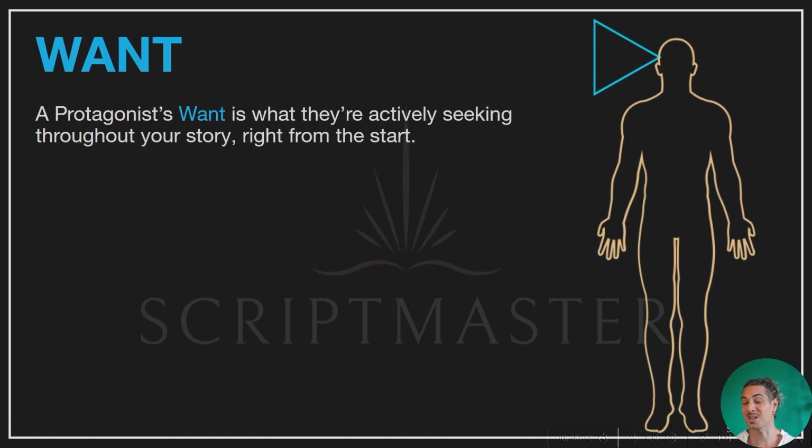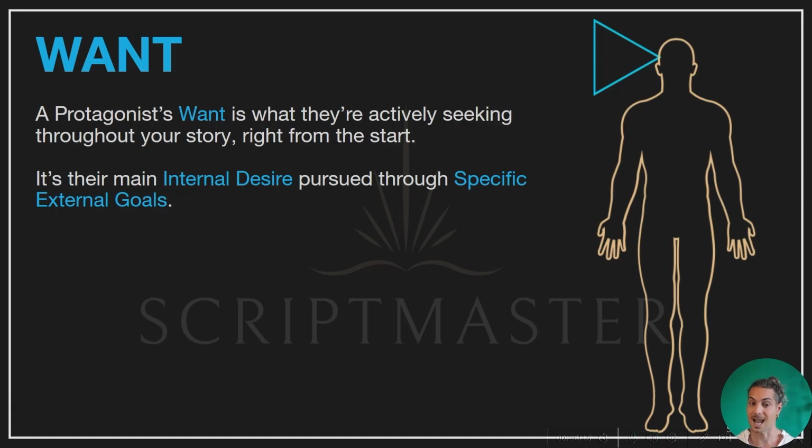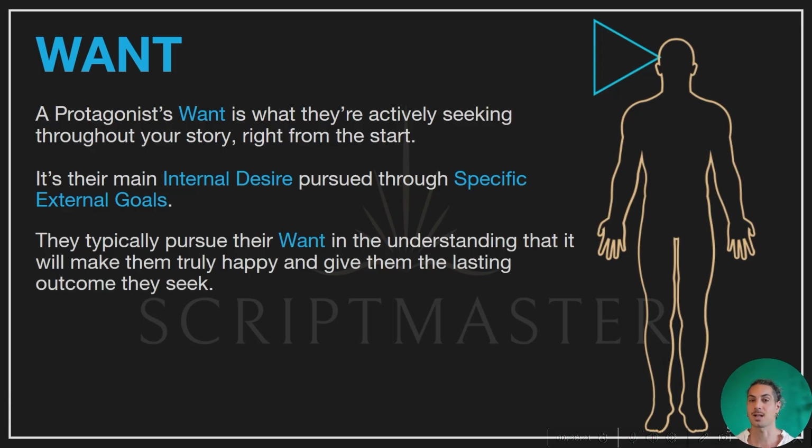Now, you might have experienced or encountered the idea of a want versus a need in other writing courses you've done before, but the way that I approach it, which I haven't seen done anywhere else, is that the want is actually comprised of two parts. It's going to be an internal desire that they have, which is going to be pursued through specific external goals. They are typically going to be pursuing their want in the understanding that it will make them truly happy and give them a lasting outcome that they seek.